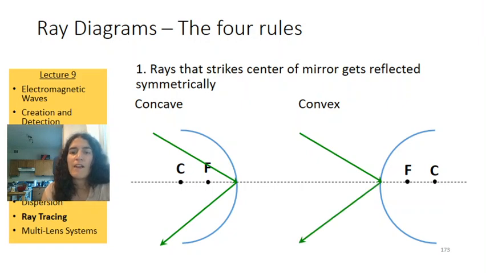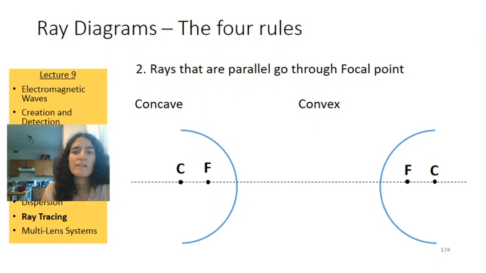Here I have a concave mirror, so the light is coming in on this side of the mirror. Here I have a convex mirror, and so light is bouncing off of the outside of the sphere. Again, I have a light beam bouncing off of the center axis. Light rays that are parallel will go through the focal point. So if I have a light beam that comes in parallel, it's going to reflect off of the side of this mirror, and it will bounce off into the focal point.